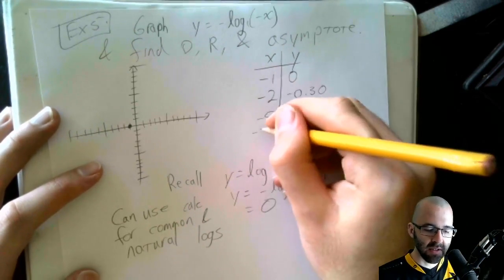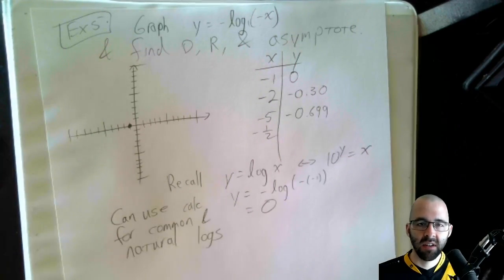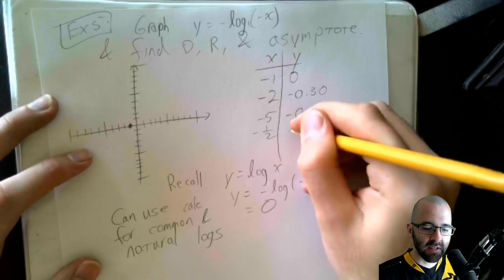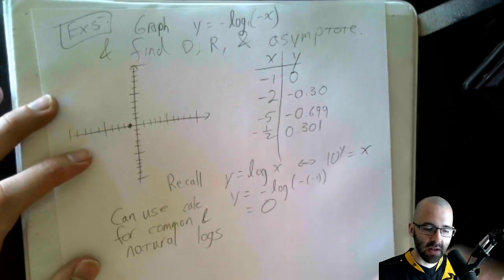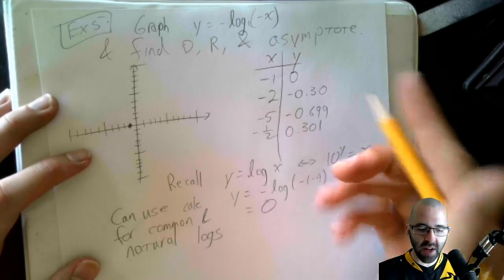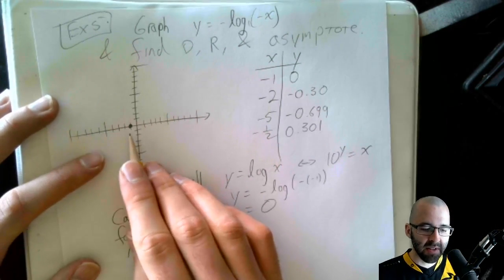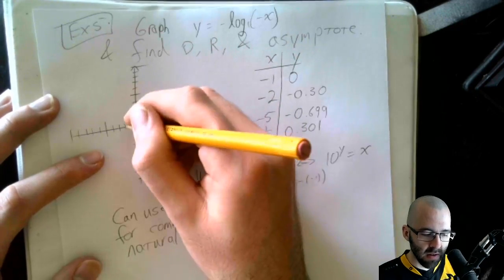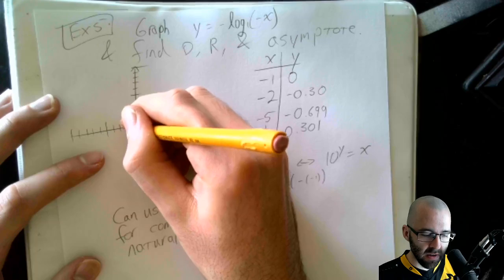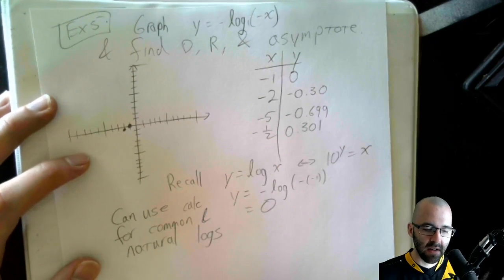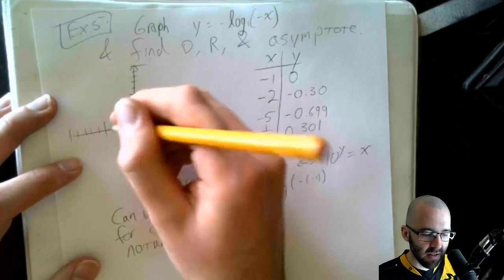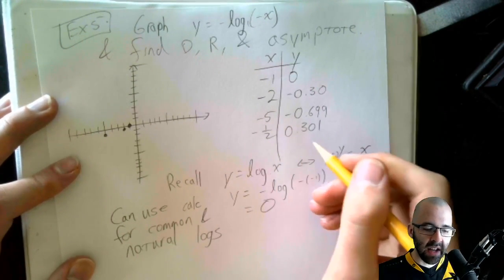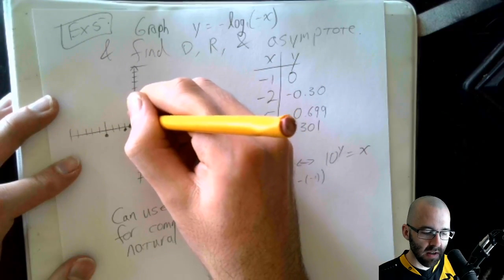Let's do some fractional ones. -1/2. What do you get? If you plug in -1/2 onto your calculator, you're going to get 0.301. Okay, so you just plot these points. -1, 0. We got that. -2, -0.3. It's about here. -5 is about -0.7. About right there. -1/2 is +0.3.